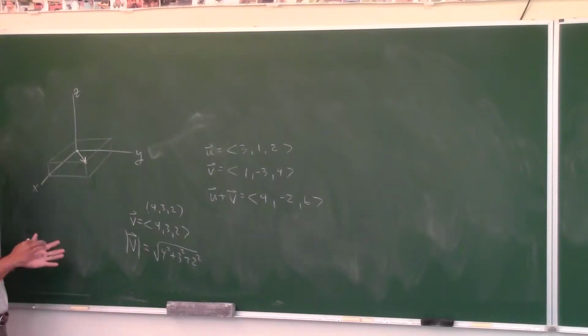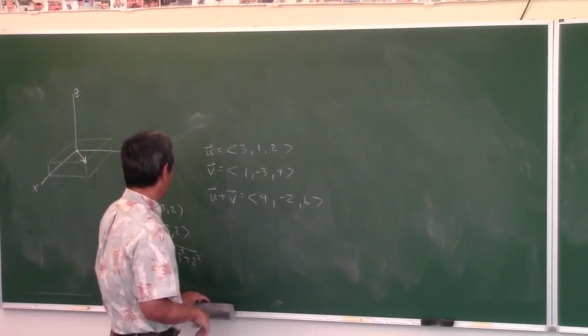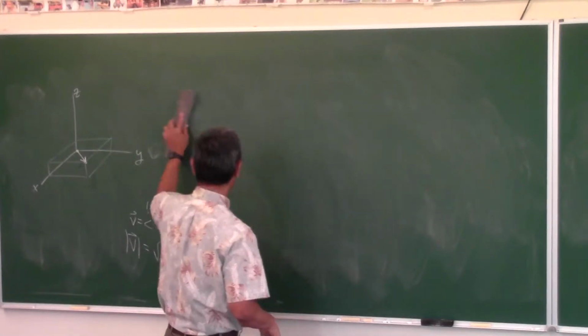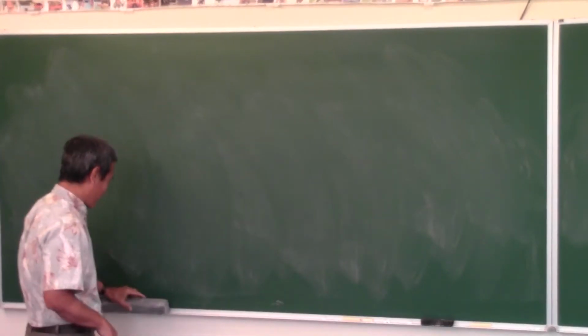Now, we only talked about addition and subtraction, but what about multiplying vectors? Well, when you have vectors, there are 2 kinds of multiplication. You guys remember what they are? Dot product and cross product.